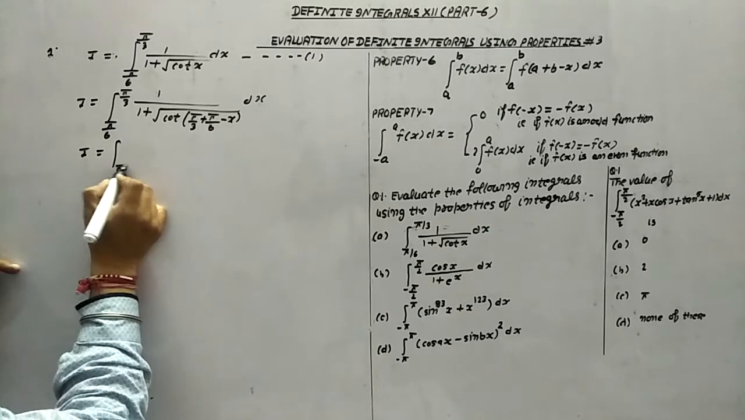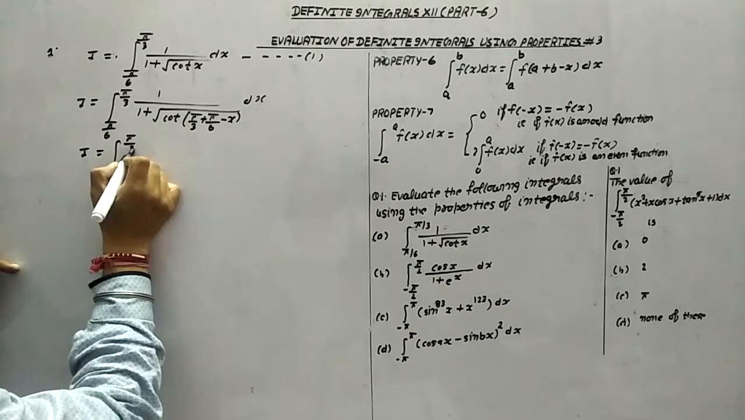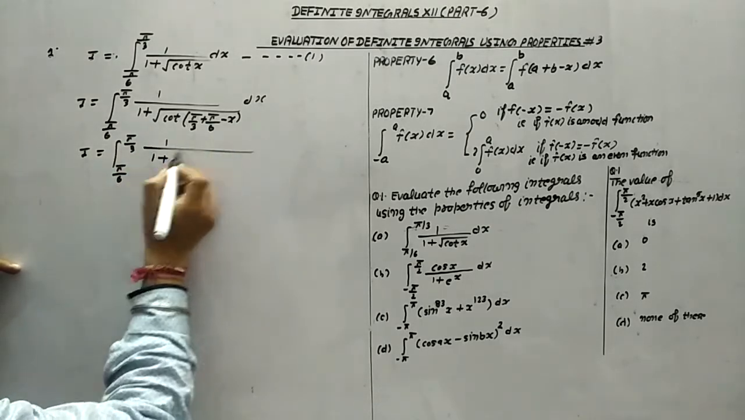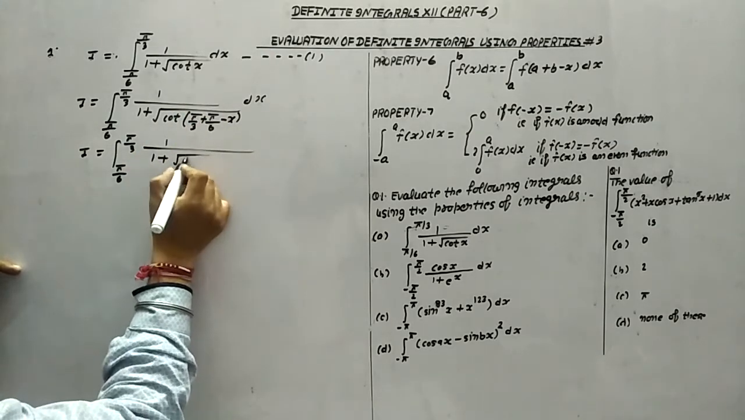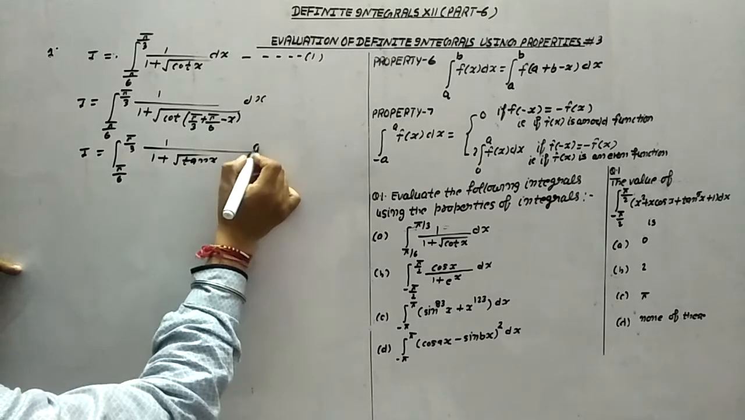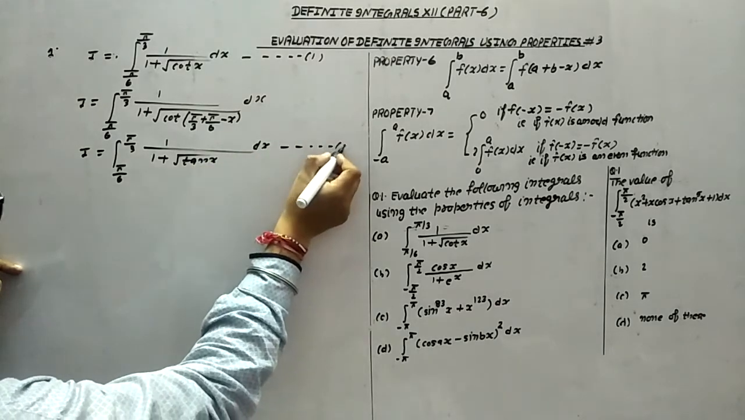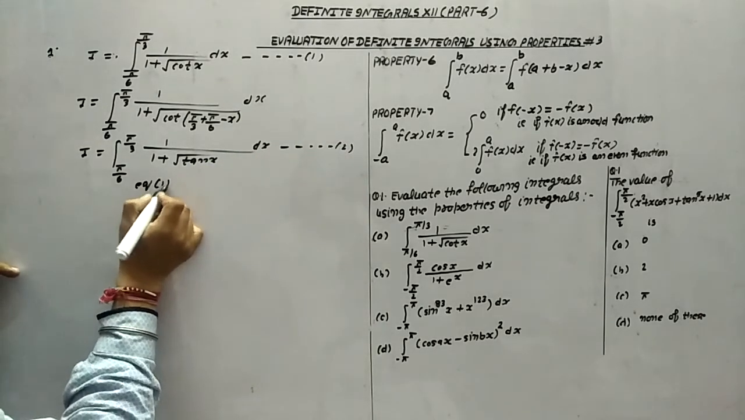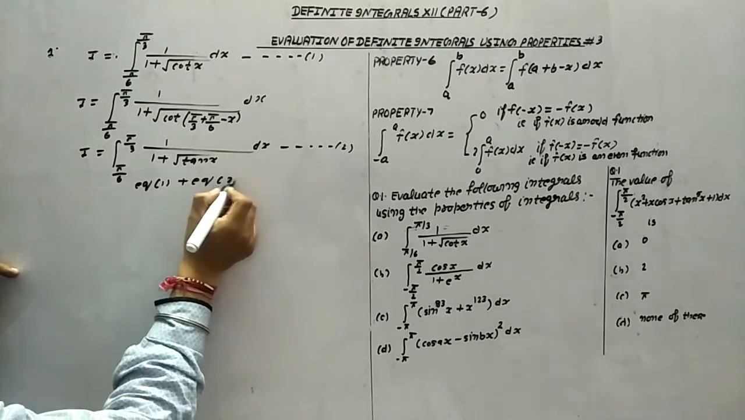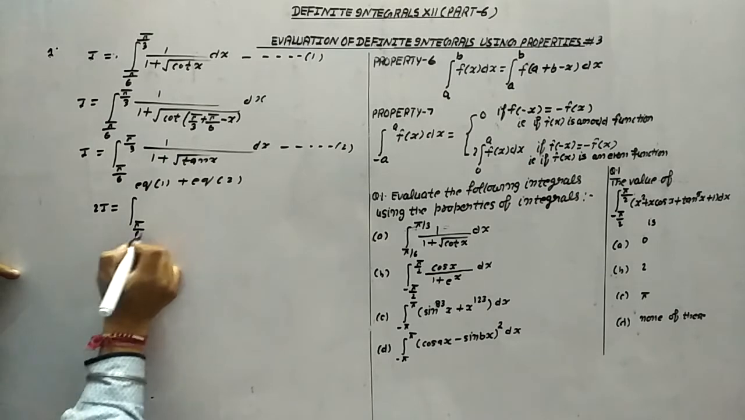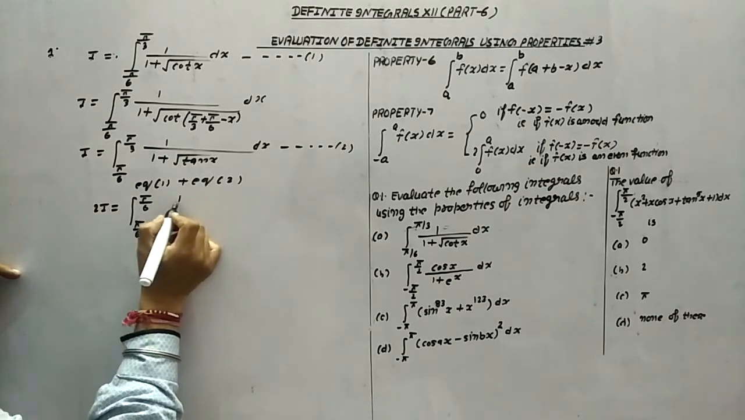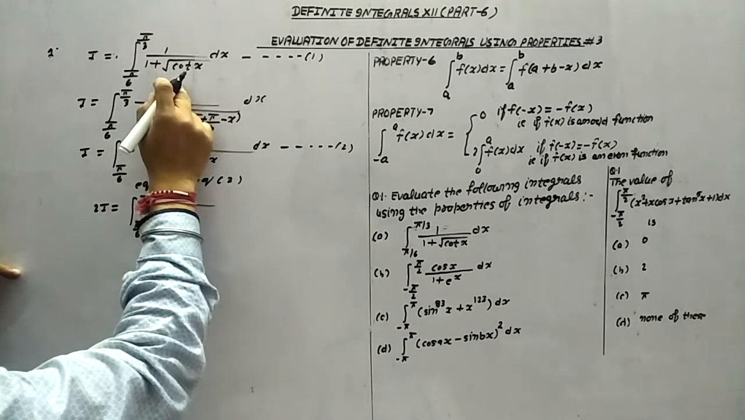It means this is pi by 6 to pi by 3, and this becomes 1 upon 1 plus root of cot(pi by 2 minus x), which means tan x. It means this is root tan x dx. Let us suppose this is equation number 2. Now we will add equation 1 and equation 2. It means 2I is equal to integration pi by 6 to pi by 3 of 1 upon 1 plus root cot x.